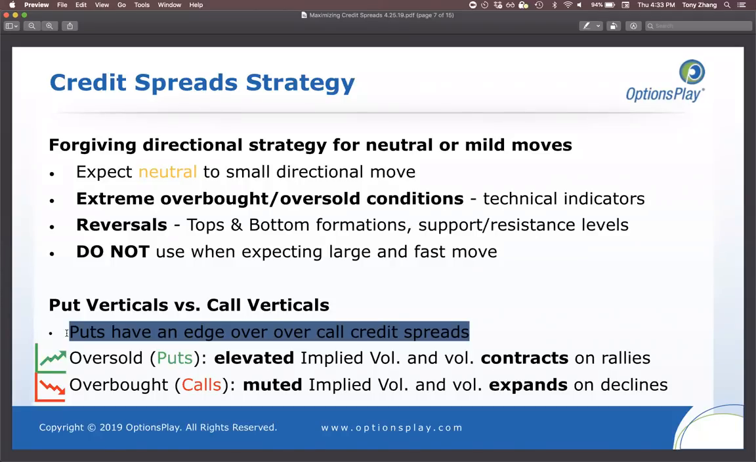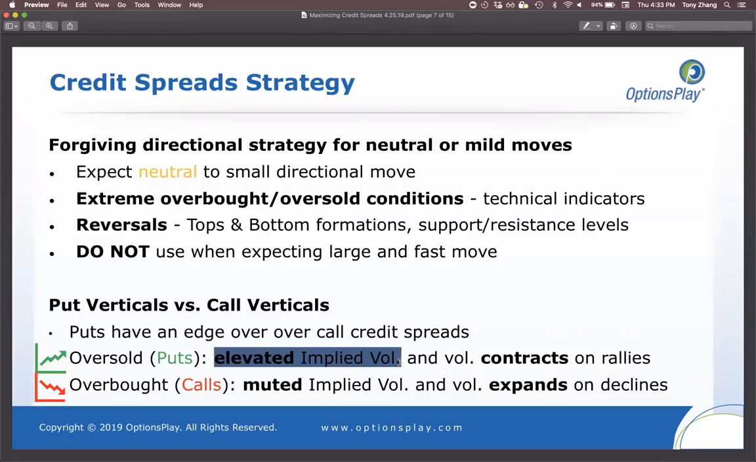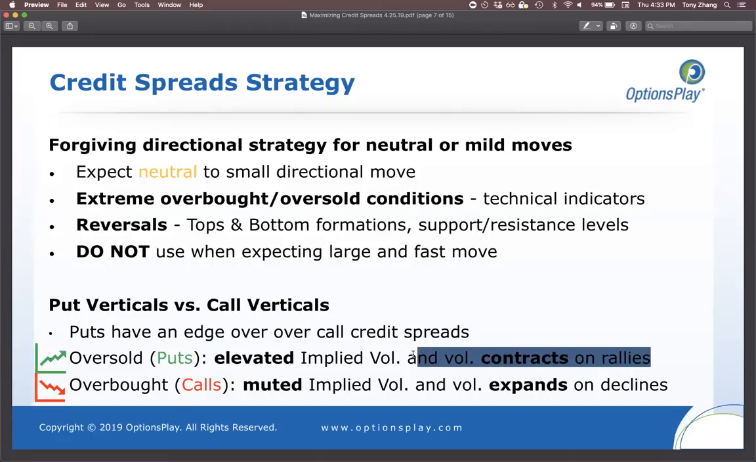And the reason for this is because when you're in oversold conditions, when it's time to sell that put vertical, when the market is oversold, what you tend to have is elevated implied volatility. So number one, credit spreads, because you're short volatility, do have an advantage when volatility is high, and volatility is high near market bottoms. And what happens is that when the market rallies, that volatility contracts. So because a credit spread strategy is effectively short volatility, this is the ideal condition to sell a put credit spread, because you're able to do so when volatility is high, and when the market rallies, volatility contracts, and you're able to take advantage of that contraction as well. So this is why selling put credit spreads gives you an edge over selling call credit spreads.